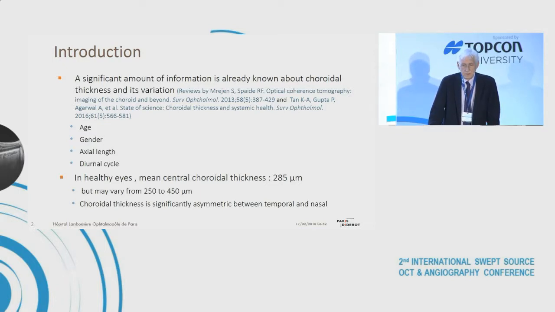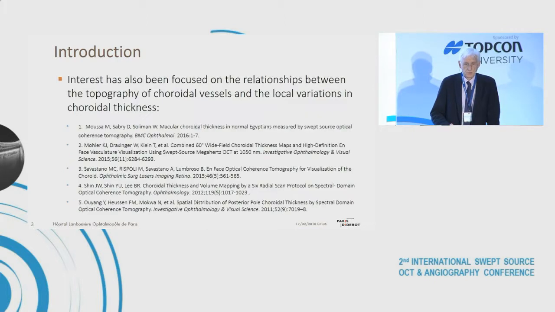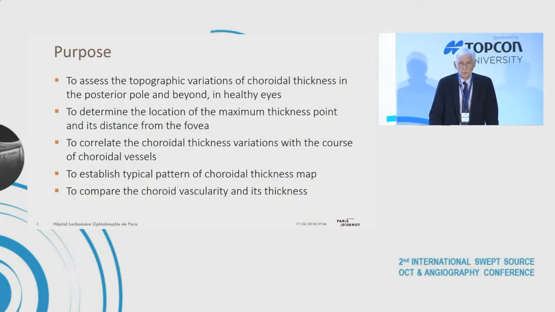And choroidal thickness is known to be significantly asymmetric between the temporal and nasal parts of the fundus. Interest has also been focused on the relationships between the topography of choroidal vessels and the local variations in choroidal thickness in these publications.